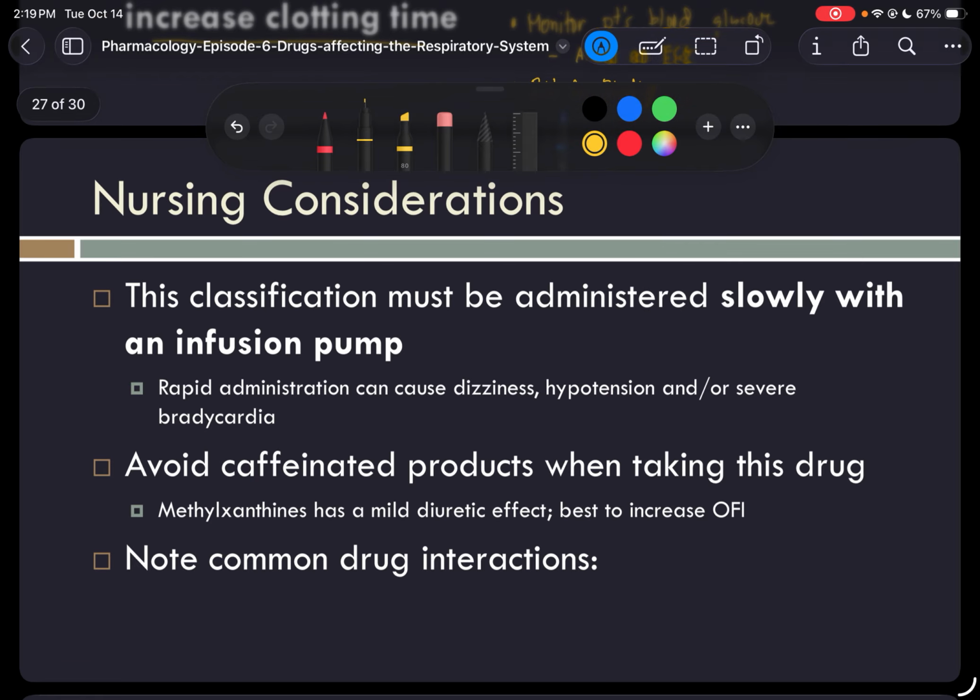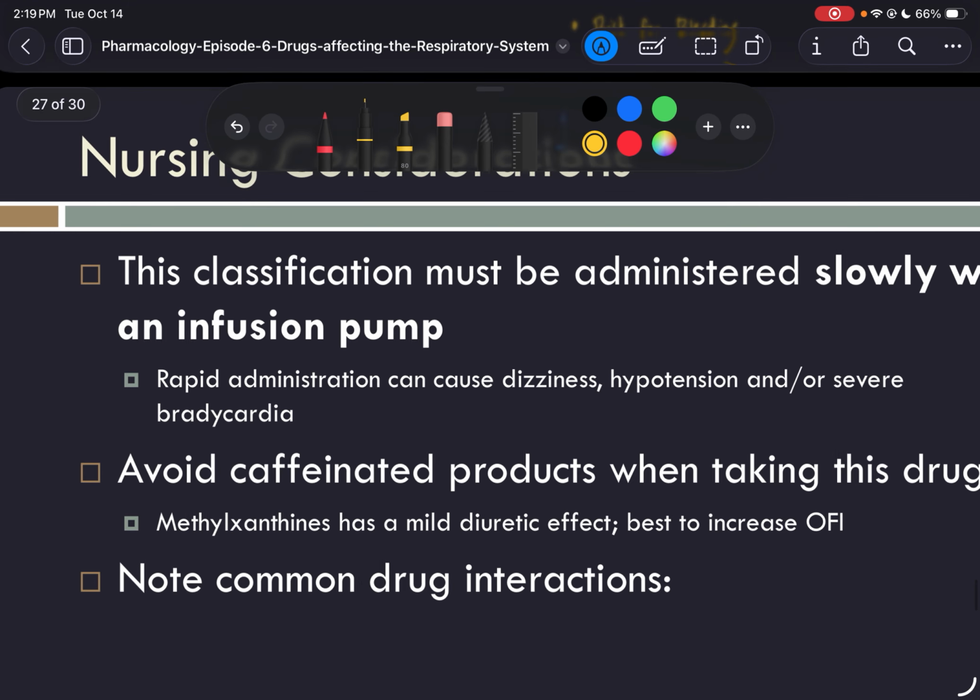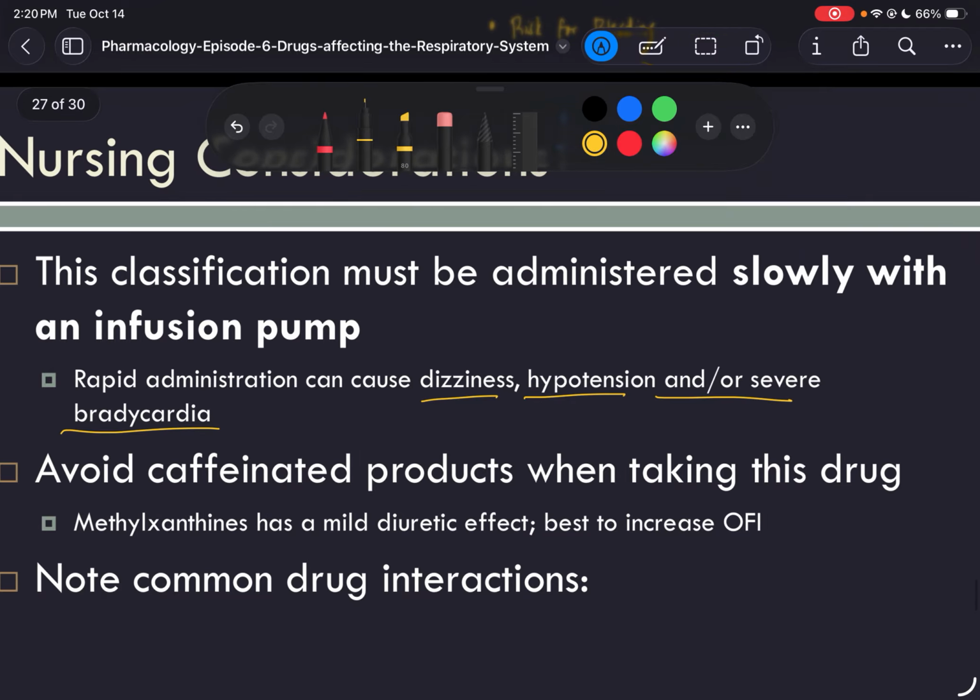Okay, next is this classification, our methylxanthine inhibitors. Methylxanthine derivatives must be administered slowly with an infusion pump because rapid administration can cause dizziness, hypotension, and or severe bradycardia. So, slowly with an infusion pump.